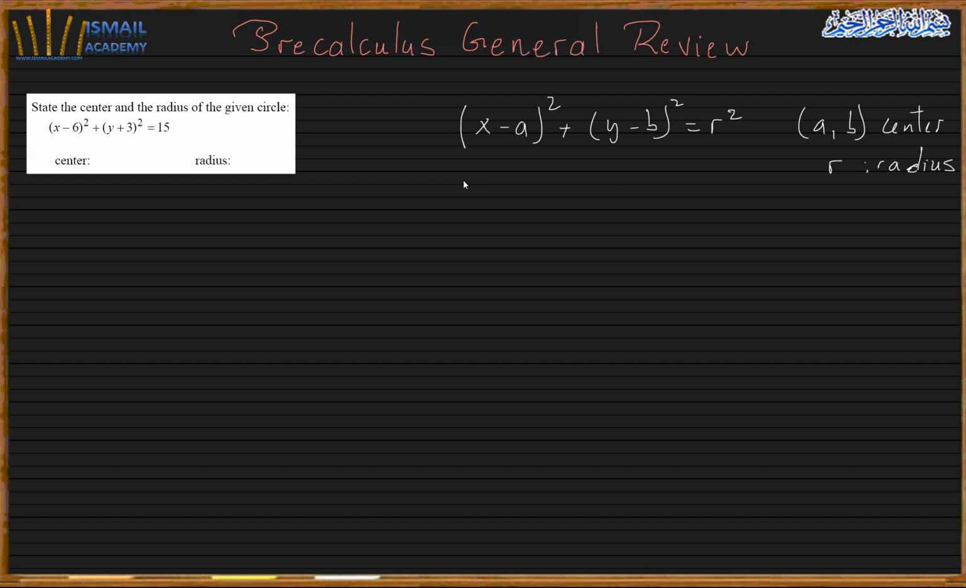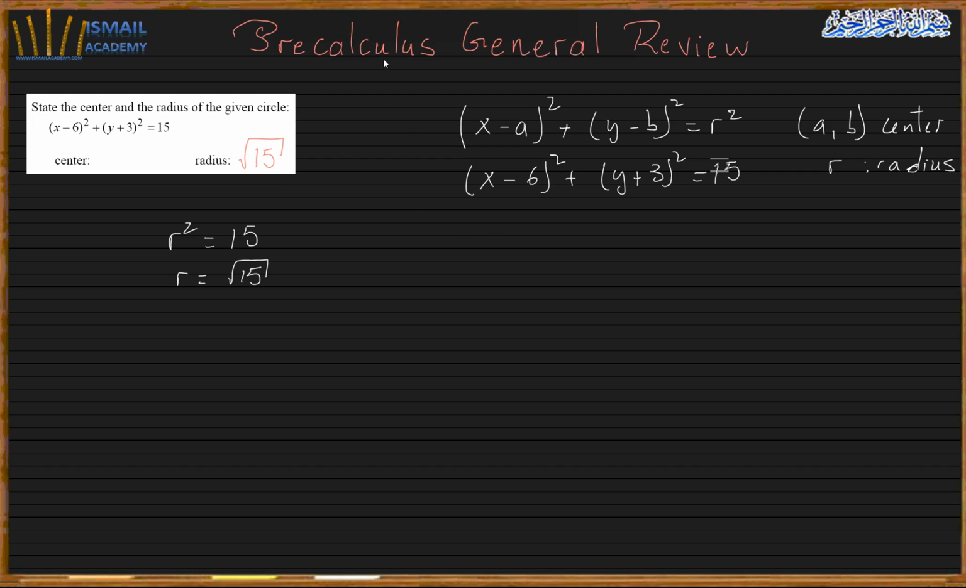So if I put these equations under the circle equation, the first thing I will notice is r squared. That means r squared is equal to 15, and if I take the square root of both sides, I will get my radius, which is square root of 15. So the radius is square root of 15.